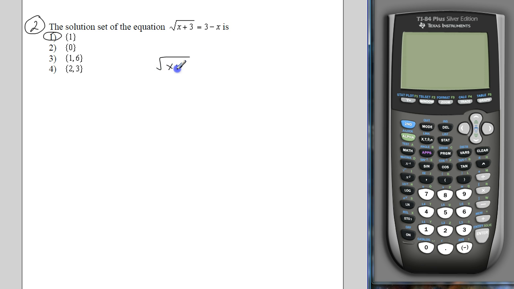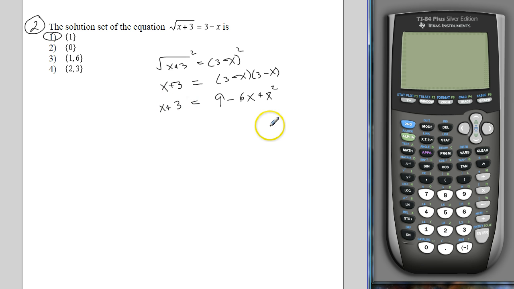The trick here is this, though. I'm going to put parentheses around this 3 minus x, and I'm going to square both sides. Now, this you write twice, and you're going to FOIL it out. It's a double distribution. You multiply it out. And when I square the radical, it just goes away. So when you multiply this all out, you get 9 minus 6x plus x squared equals x plus 3. And I'm going to move this stuff over. It's a quadratic, so I'm going to set it to 0.